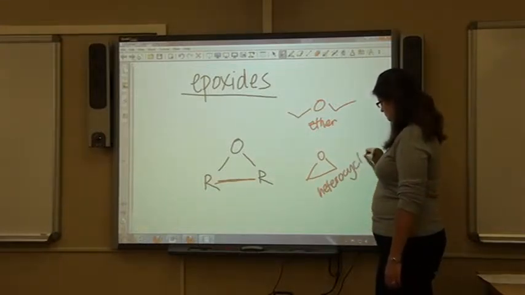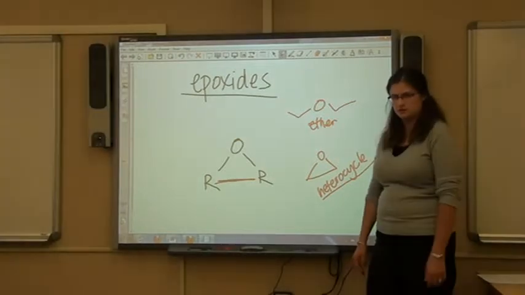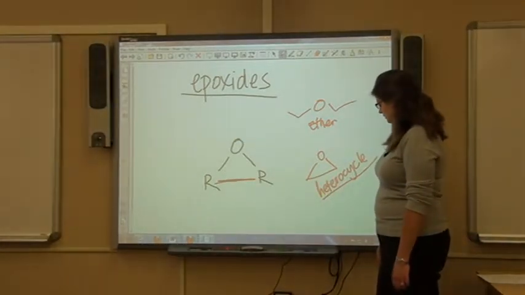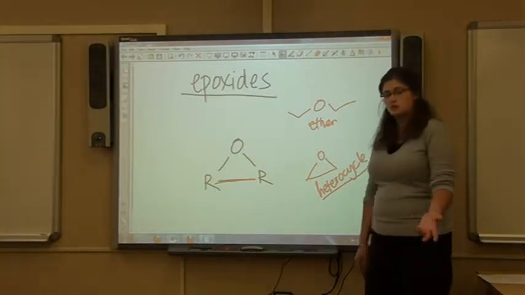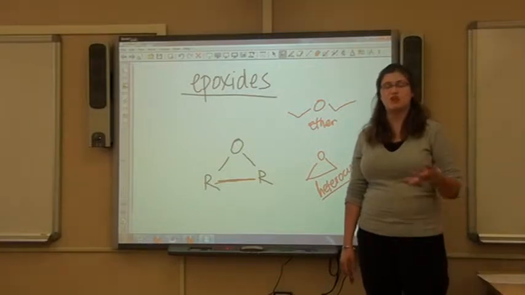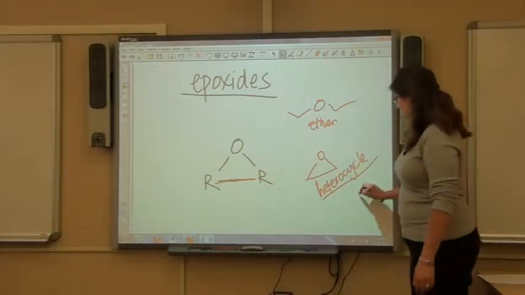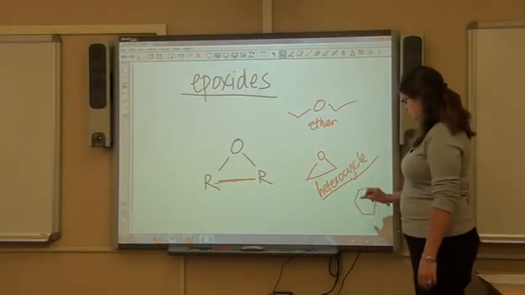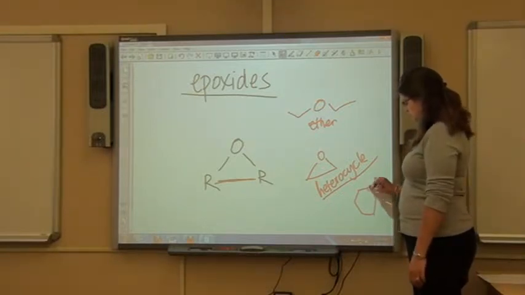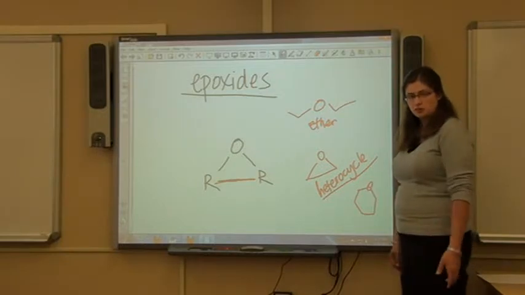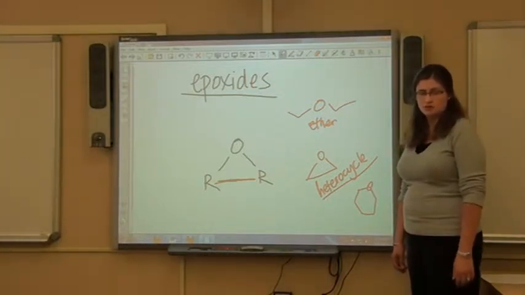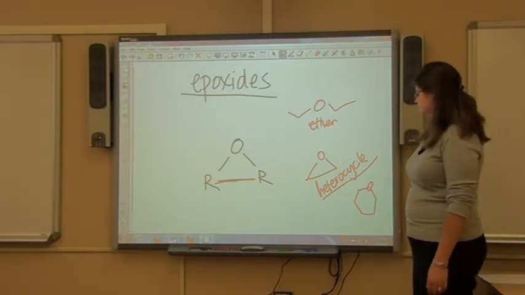You should write this name down. I'm sure this comes up somewhere. Heterocycle means that you have a ring, but it's not a ring of all the same members. So whereas you have your cyclohexane here, if you were to swap one of these carbon atoms and put an O there, that would be called a heterocycle, because you don't have all the same kind of atom in the ring.